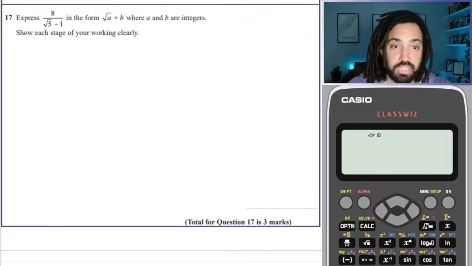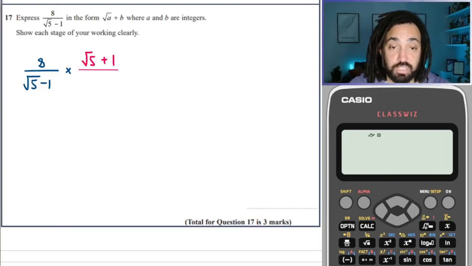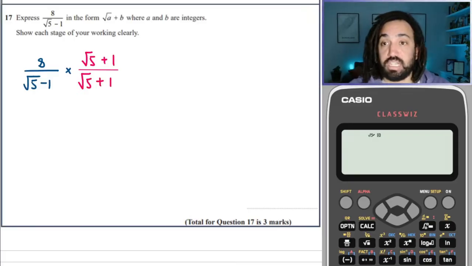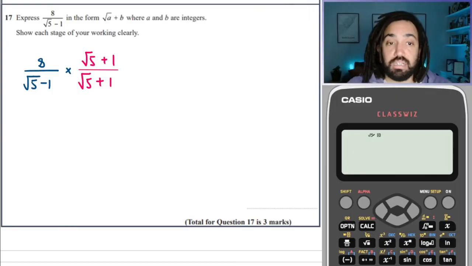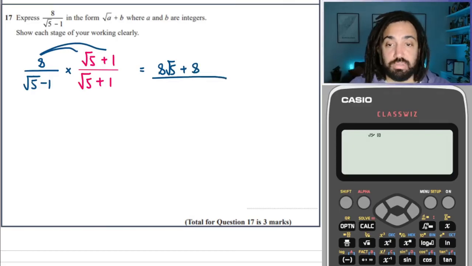Okay, let's go again. This time we've got 8 over root 5 minus 1. So once again that's a surd and a non-surd, so we just rewrite it. We multiply top and bottom by writing it out again, but changing the sign, like so. Okay, so multiplying out gives us 8 root 5 plus 8 on the top.